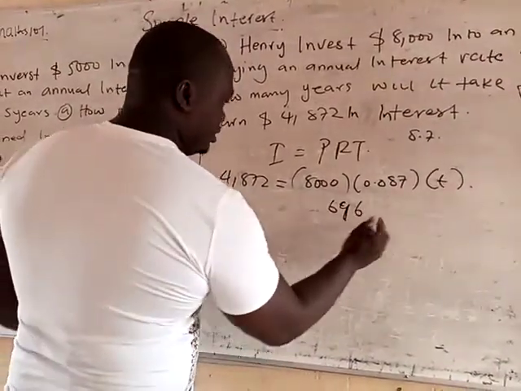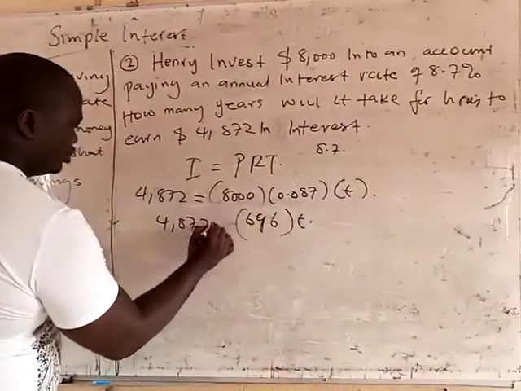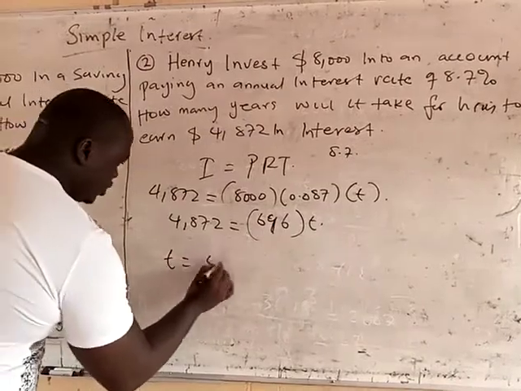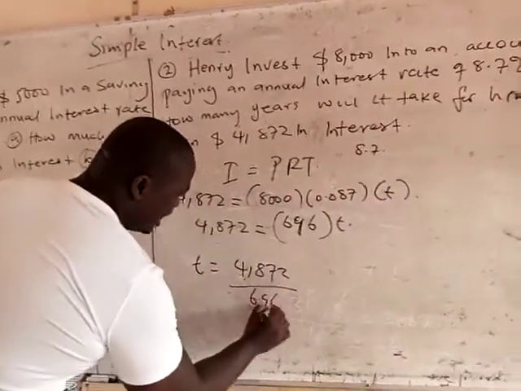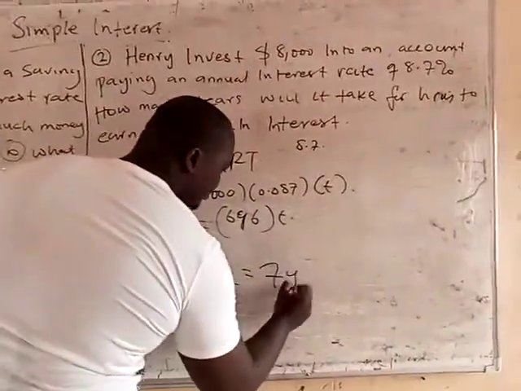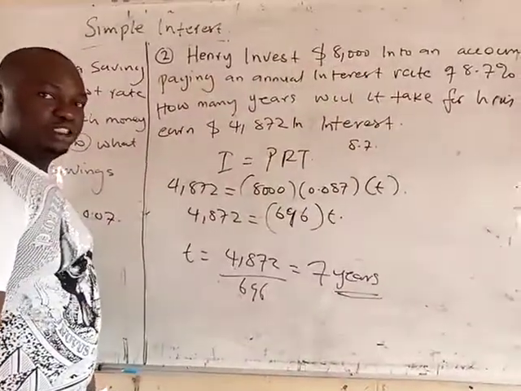696. Right? Then everything is T. Then we have 4,872, which is equal to this. For me to get my T, it's just what? 4,872 divided by what? 696. So 4,872 divided by 696 is going to give you 7. And my answer is in what? Years. Are you with me? Good.